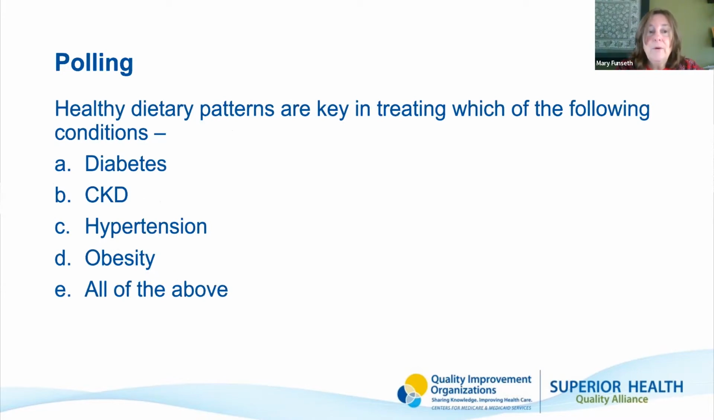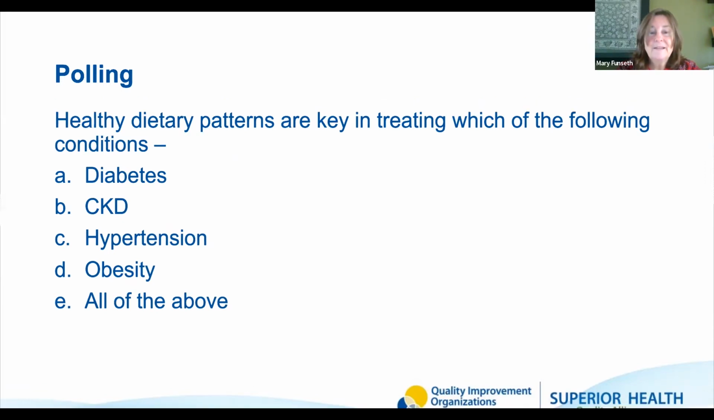So today we have a poll. I will ask Jenna to go ahead and launch the poll. The question is, healthy dietary patterns are key in treating which of the following conditions? Diabetes, CKD, hypertension, obesity, or all of the above? Give that just a moment.